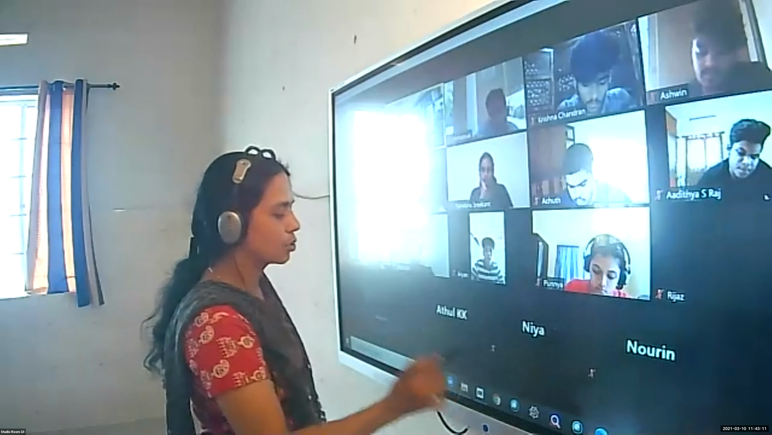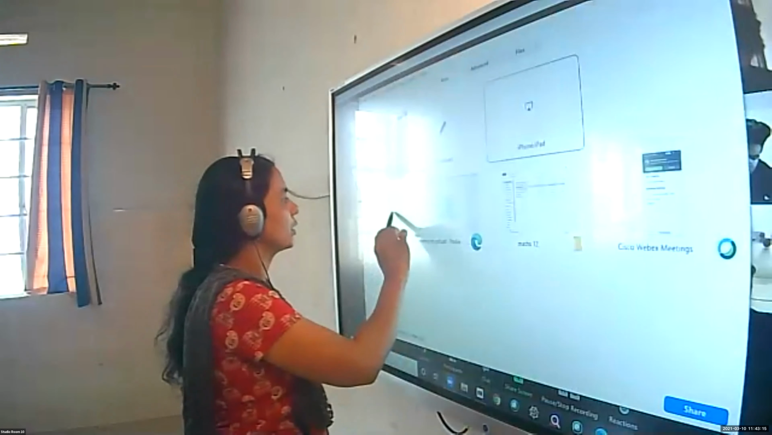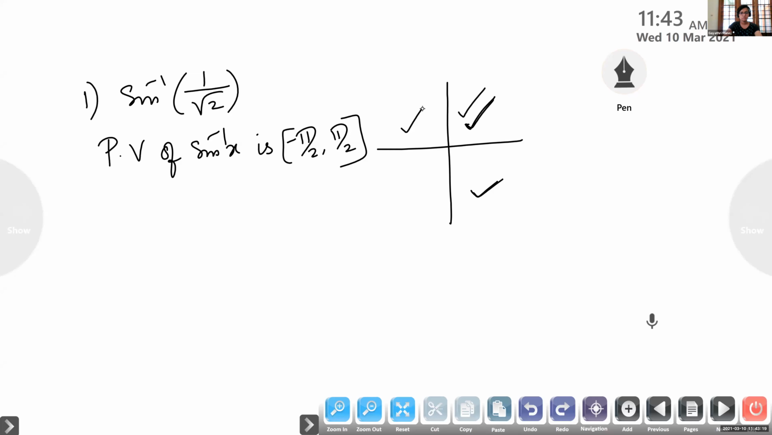Okay, so where these two meet, that means you select the quadrant where you will get two ticks. Where are you getting two ticks? First. So in first quadrant we will take it as theta. In first quadrant it is theta. So sine inverse of 1 by root 2 we want to find. So sine of which value will you get 1 by root 2?